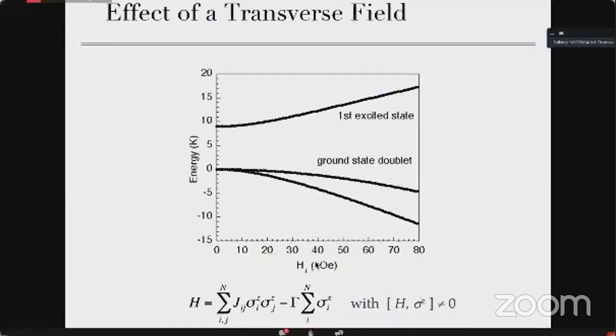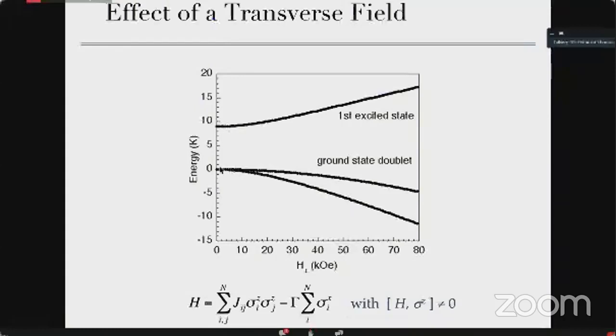Okay, so let me talk about a transverse field here and what it does. This is the Ising model in a transverse field. For this system, you have a ground state doublet, right? The energy is the same for all spins pointing up, all spins pointing down. The first excited state is 9.4 Kelvin above. I'll be talking about measurements that are done in the millikelvin regime, so there are essentially no thermal excitations up to the first excited state.